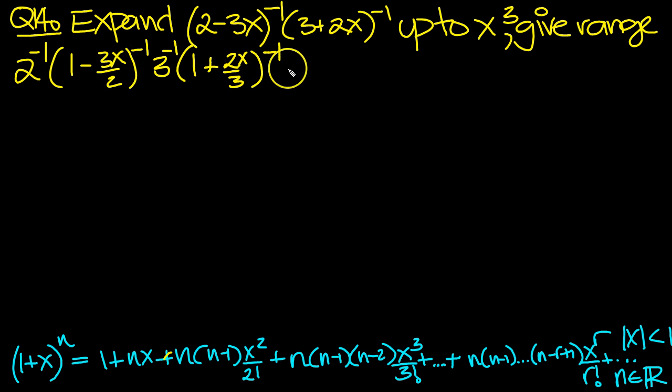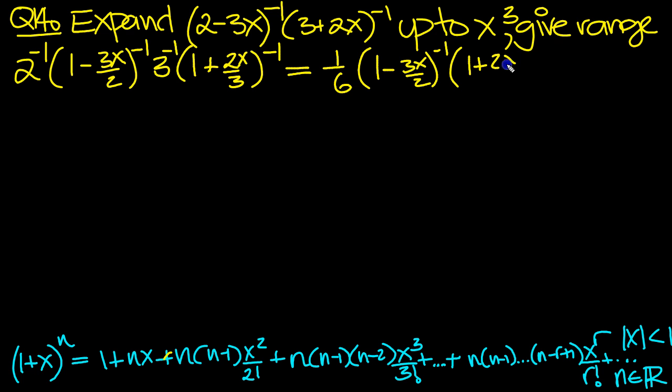So that's what we've got then, which is equal to 1 over 6 times these two brackets. 1 minus 3x over 2 to the minus 1, and 1 plus 2x over 3, to the minus 1. Now we just expand these brackets. So that's equal to 1 over 6 times 1 plus 1 over 1 minus x. This is our input x. This is just 1 over. So 1 over 1 minus this is just the 1 plus x series, isn't it?